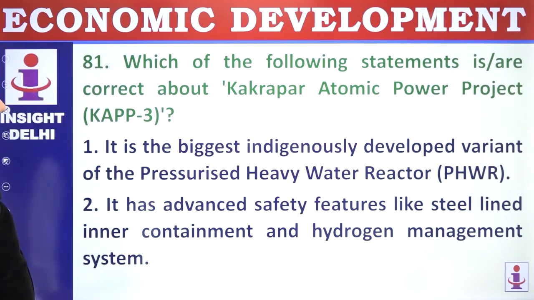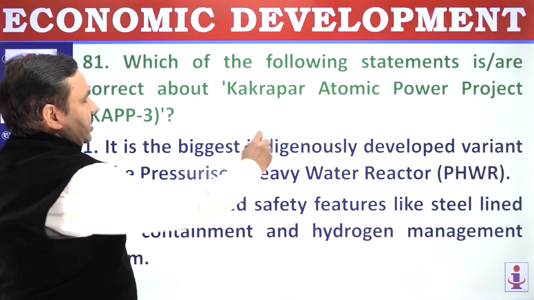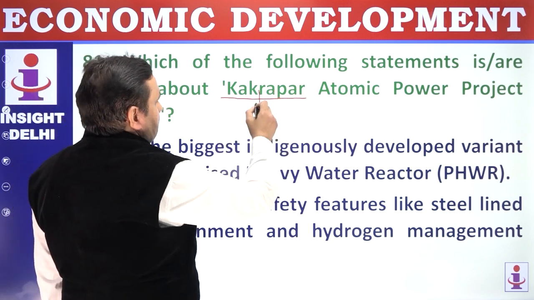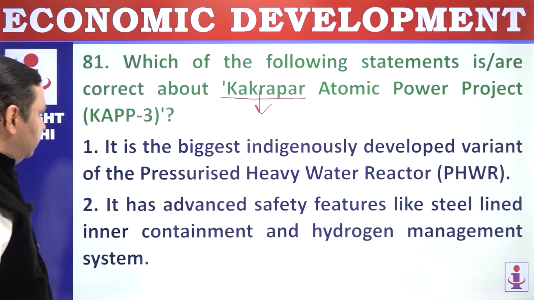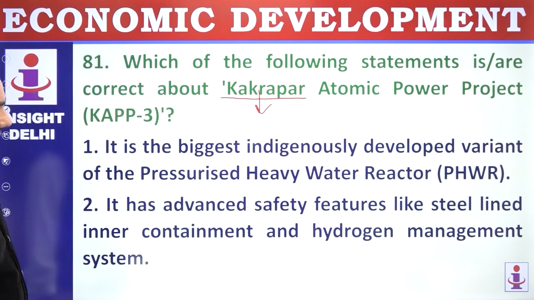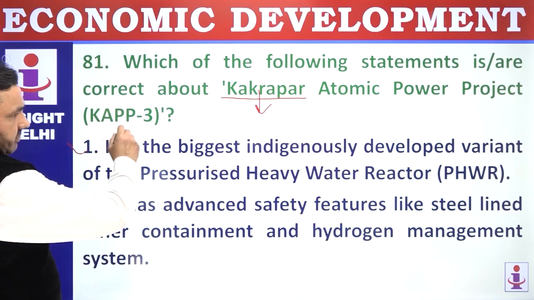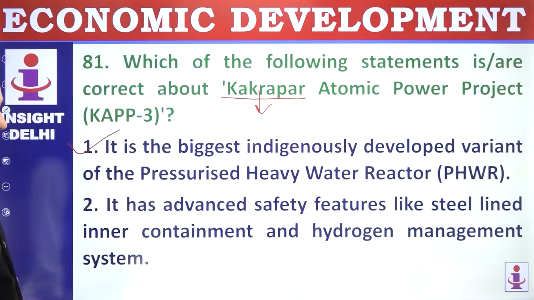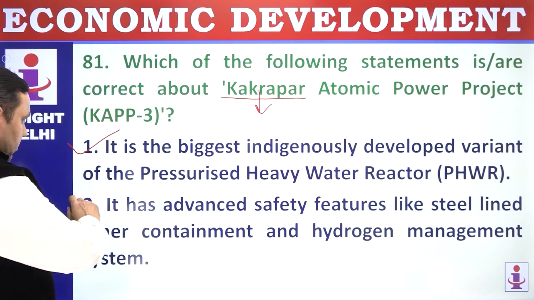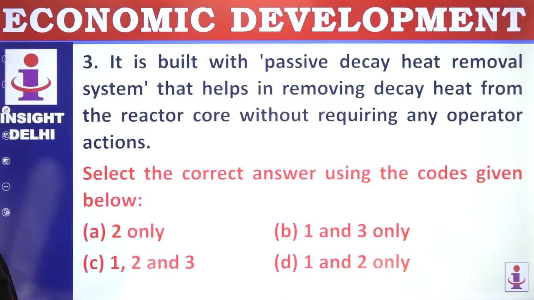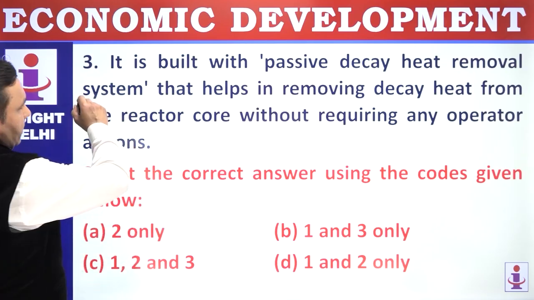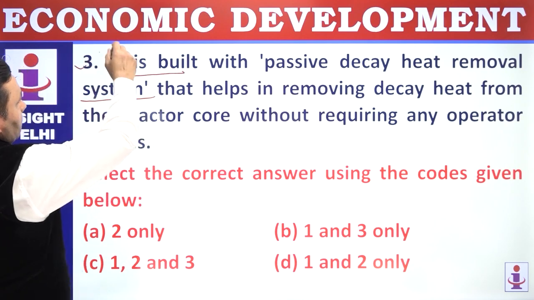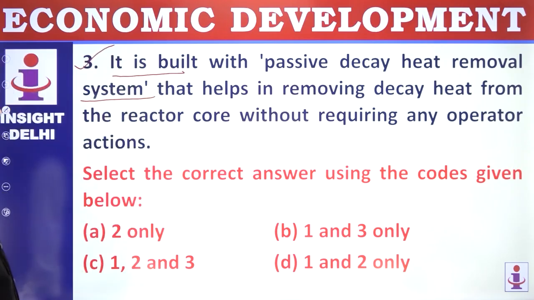Kakrapar Atomic Power Plant, location Gujarat. So you should know all the locations of different power plants, Tarapur or Kakrapar or other things. It's the biggest indigenously developed variant of PHWR, pressurized heavy water reactor. It has advanced safety features like steel-lined inner containment. All these are part of its features, correct? It is built with passive decay heat removal system. It's a new technology where you don't have to really struggle to remove the heat. So 1, 2, 3, all are correct here.